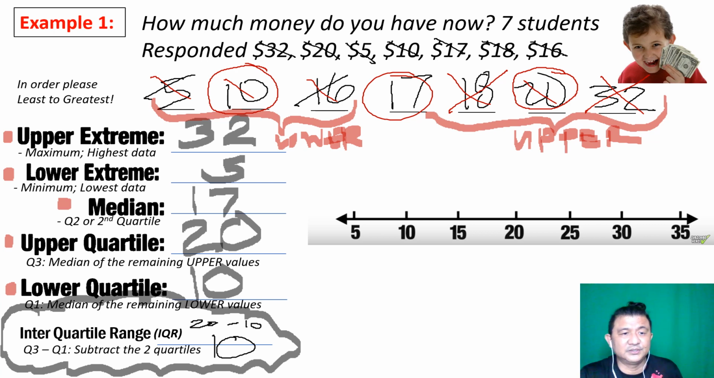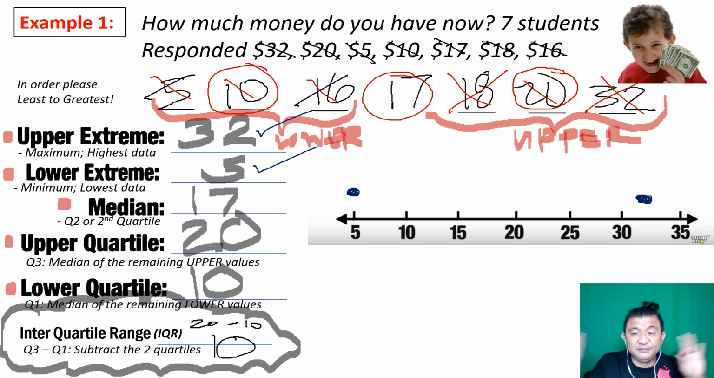Okay, let's start with the upper extreme. Check this out. The upper extreme is 32. Where is 32? 30 and 35. 32 is somewhere there. Put a dot. The dot should be floating. Okay? That's the upper extreme. Check. The lower extreme, 5. Check. 5 would be here. Put a dot. Okay, we have 2 dots already. That's going to be the extreme values.